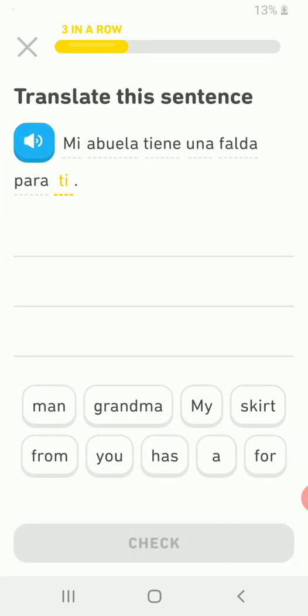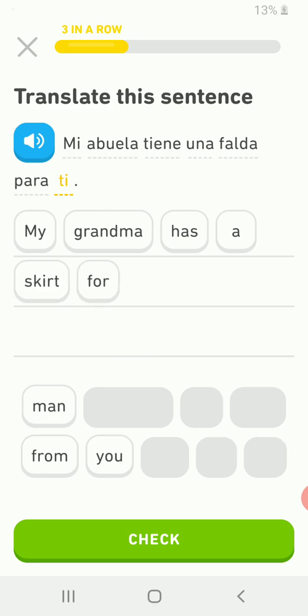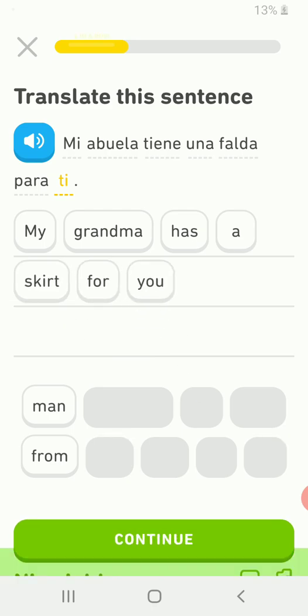Mi abuela tiene una falda para ti. We know falda is a skirt. So mi abuela is my grandmother, or my grandma has a skirt for ti. This is for you. Yes.